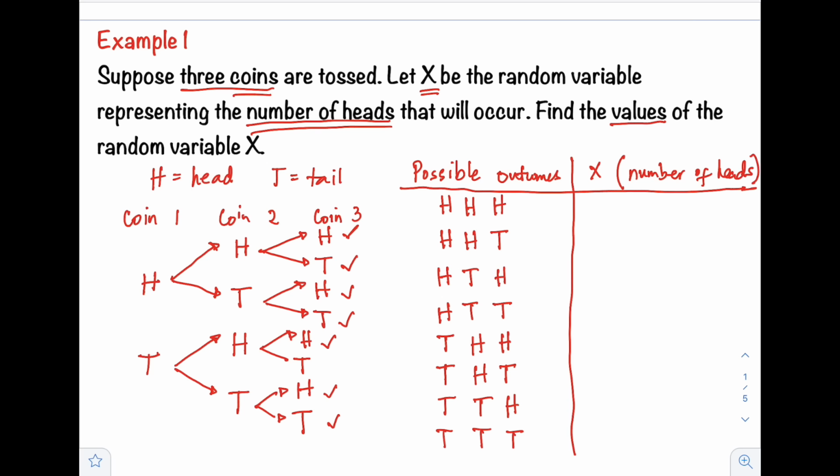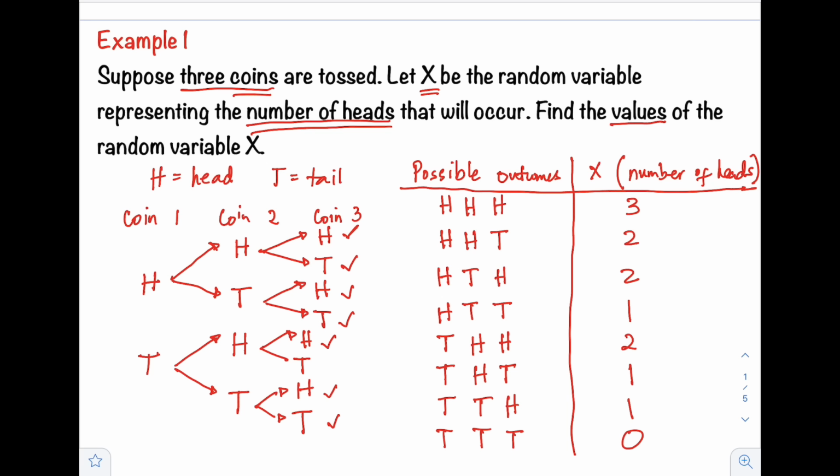So, sa ating first outcome, ang number of heads natin ay 3. Sa second outcome, we have 2. Then sa pangatlo, we have 2. Then 1. Then number of heads, we have 2. Then 1. Then 1. Then sa ating last outcome is 0.